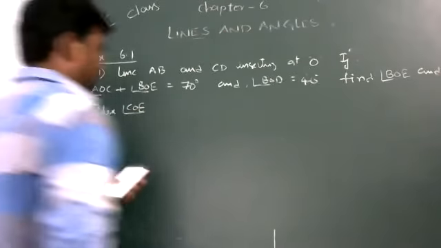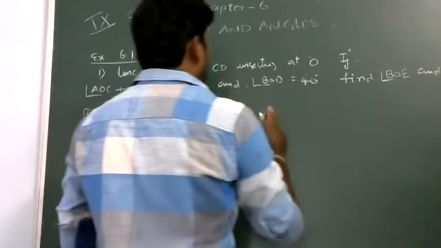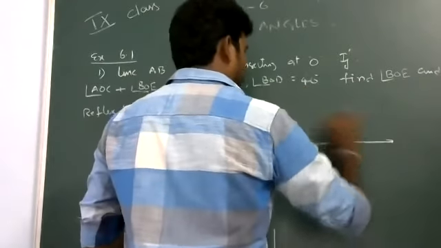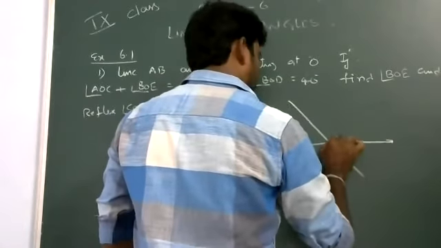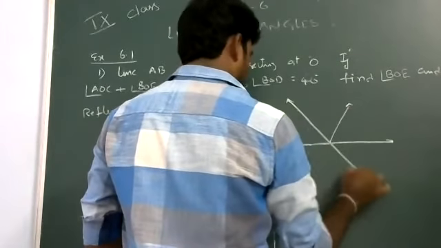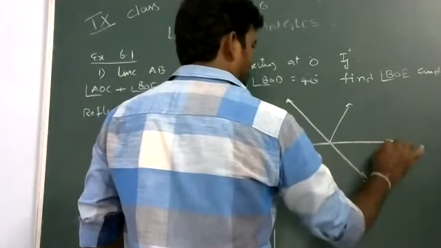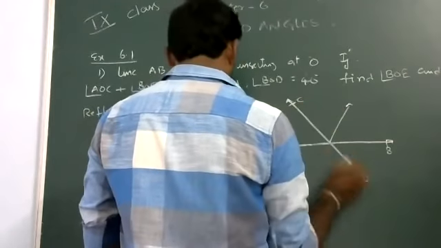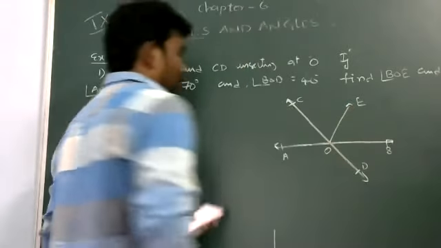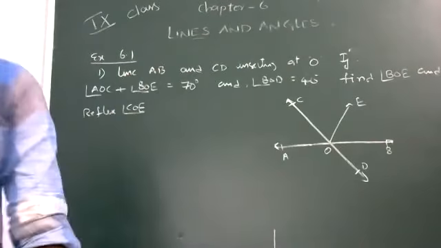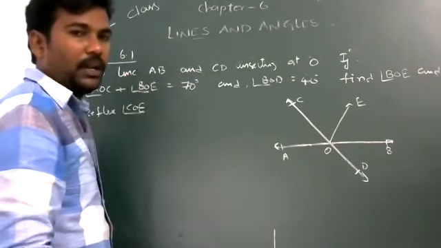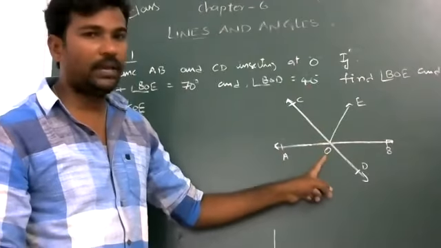Here you can see, students, AB and CD are intersecting at O. So here you can draw two lines. You can assume that this one is line AB and this one is CD and this one is E, intersecting at O. Now comes the solution according to the problem. Lines AB and CD are intersecting at O.